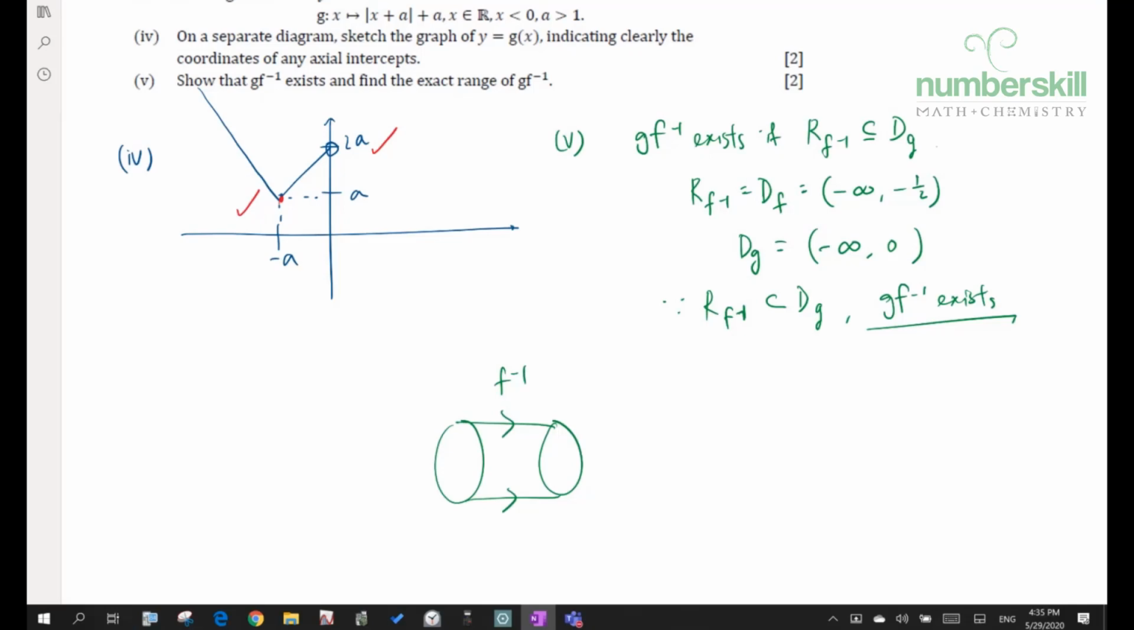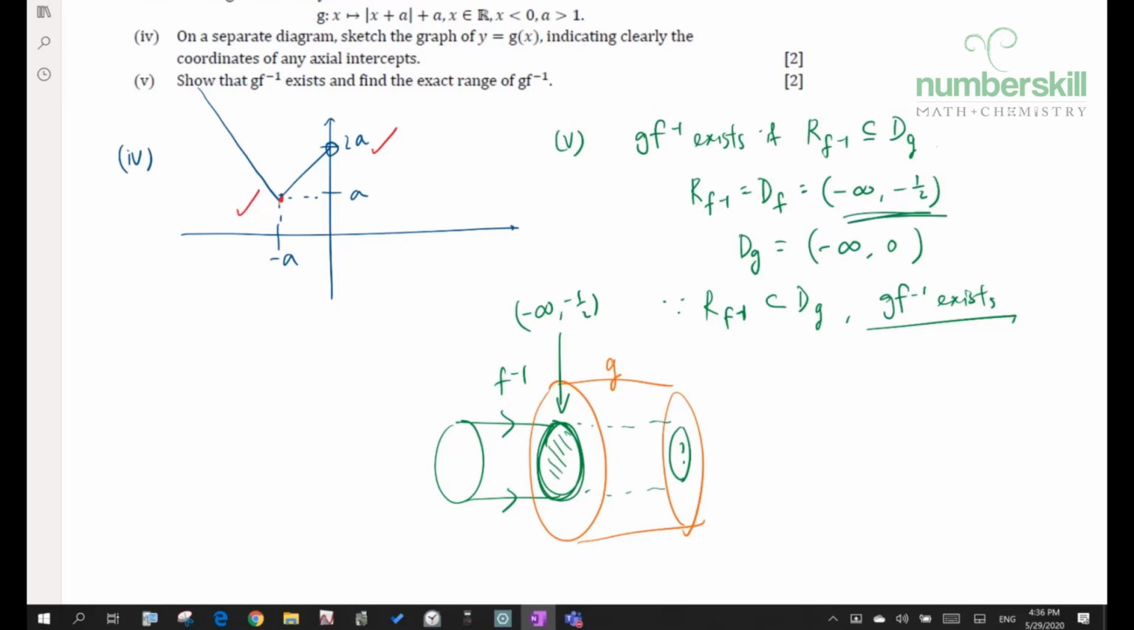What you found out was that the range of the F inverse, whatever comes out of the F inverse, is now a subset of a bigger one, the second function, which is G. So what you want to figure out is, if these green values go inside G, what are they going to be like here? That is your job. That's all. This one is the range of your F inverse, which is minus infinity to minus half.